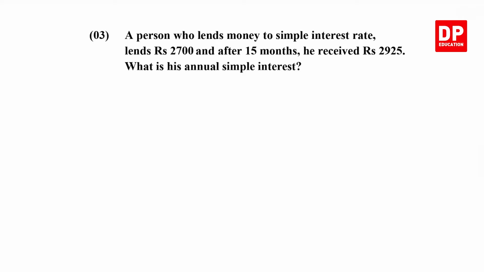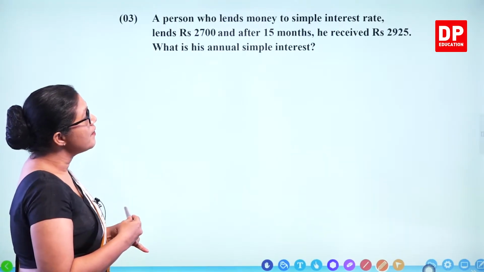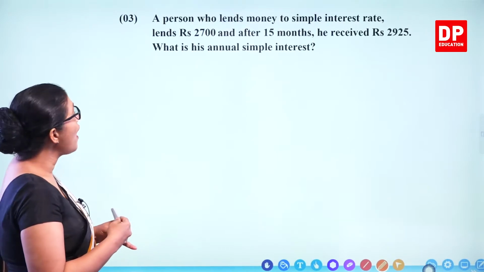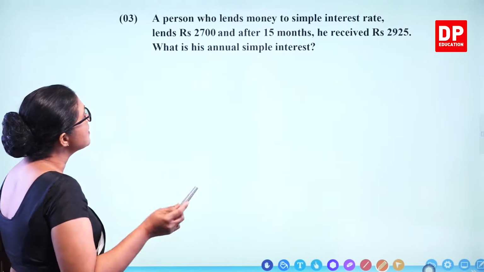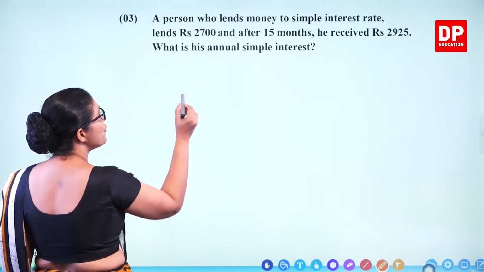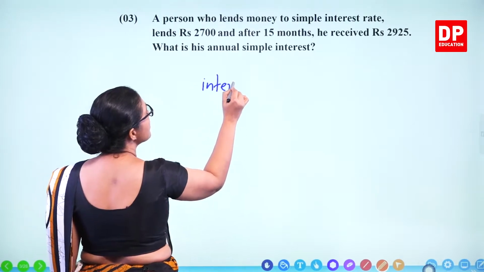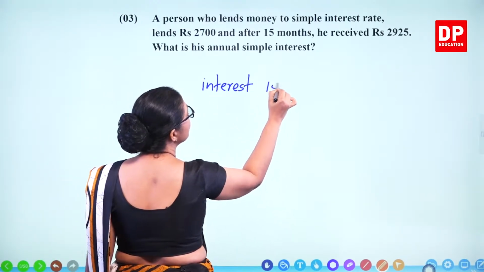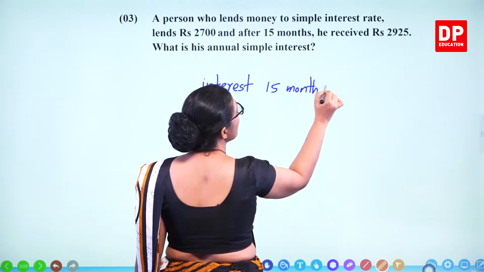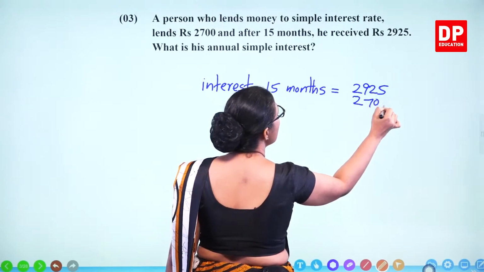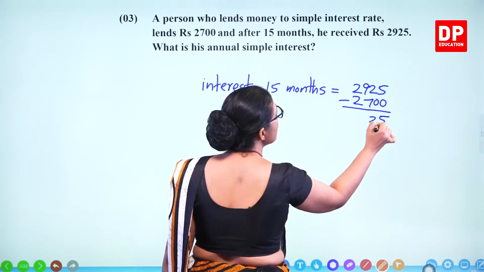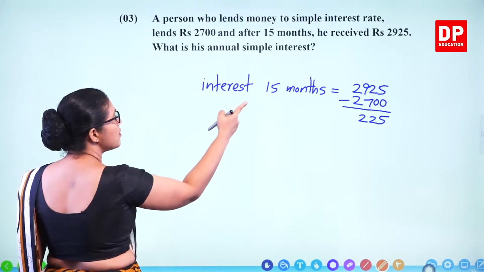Question number 3. A person who lends money at simple interest lends 2,700 rupees and after 15 months he received 2,925 rupees. What is his annual simple interest? So what's the difference? That's the interest value for 15 months. Take the difference, 2,925 minus 2,700. You get 225. So this is for 15 months.